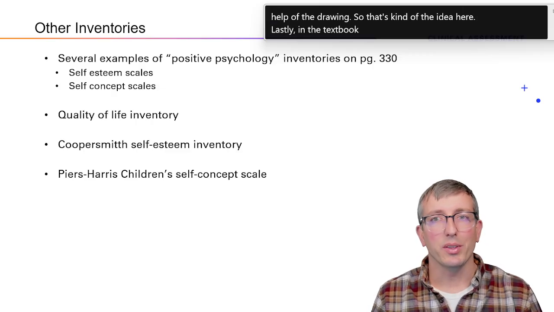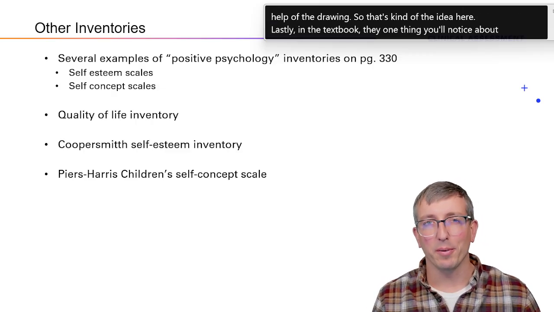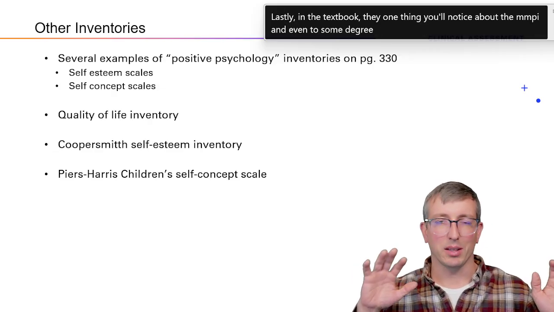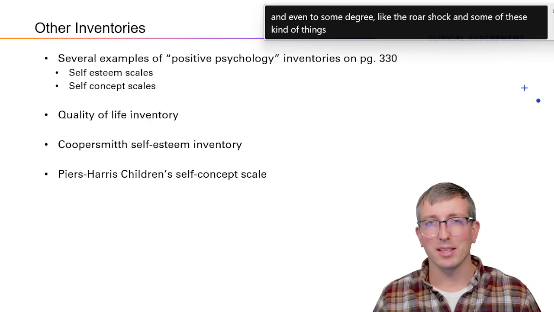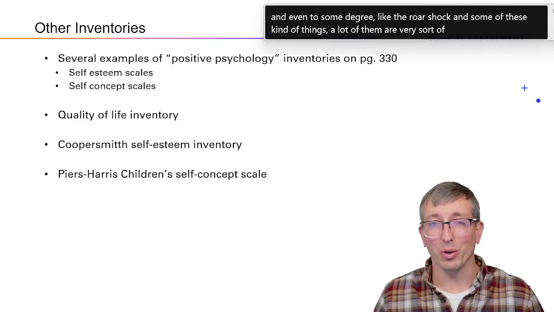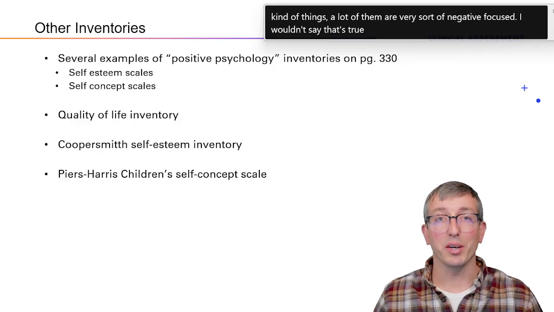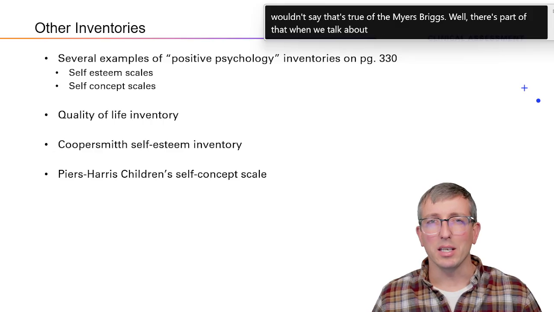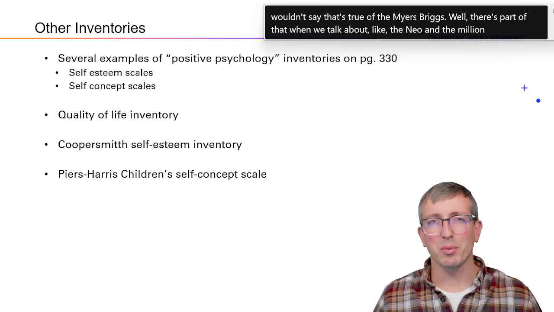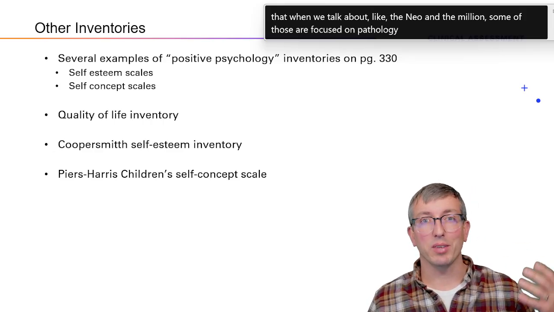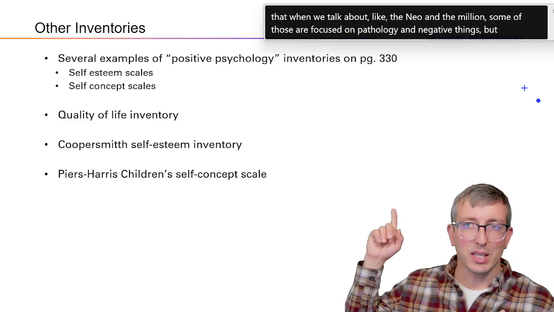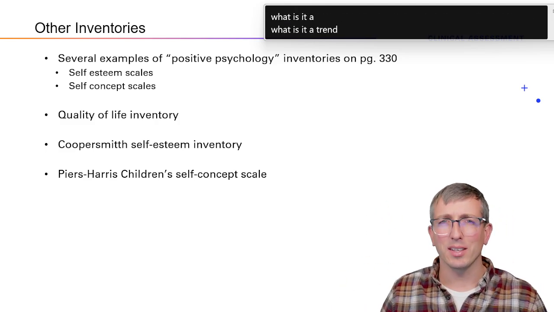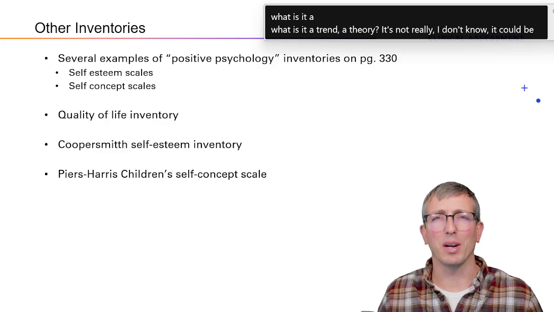Lastly, in the textbook, one thing you'll notice about the MMPI and even to some degree the Rorschach and some of these kinds of things is that a lot of them are very negative focused. I wouldn't say that's true of the Myers-Briggs. Well, there's part of that when we talk about the NEO and the Millon. Some of those have focused on pathology and negative things, but positive psychology, or what is it, a trend, a theory? It's not really, I don't know, it could be either one, I guess.